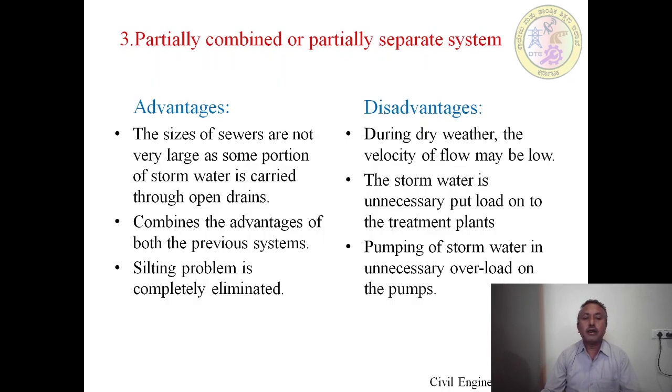Observing the advantages and disadvantages of the partially combined and partially separate system. Advantages are as follows. The size of the sewers is not very large as some portion of the storm water is carried only through the open drains. It combines the advantages of both the previous systems, that is the separate and combined systems, and the silting problem is completely eliminated here.